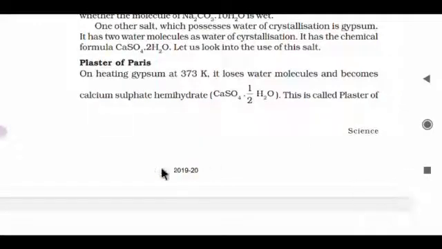Plaster of Paris. You may have heard about POP used for making the ceiling at your home. It is plaster of Paris, and it comes from gypsum. On heating gypsum at 373 Kelvin, which means 100 degrees Celsius, it loses water molecules and becomes calcium sulfate hemihydrate, and this is called plaster of Paris. Hemihydrate means it has half a molecule of water. It doesn't have 2 molecules of water, and this one is the gypsum hemihydrate.